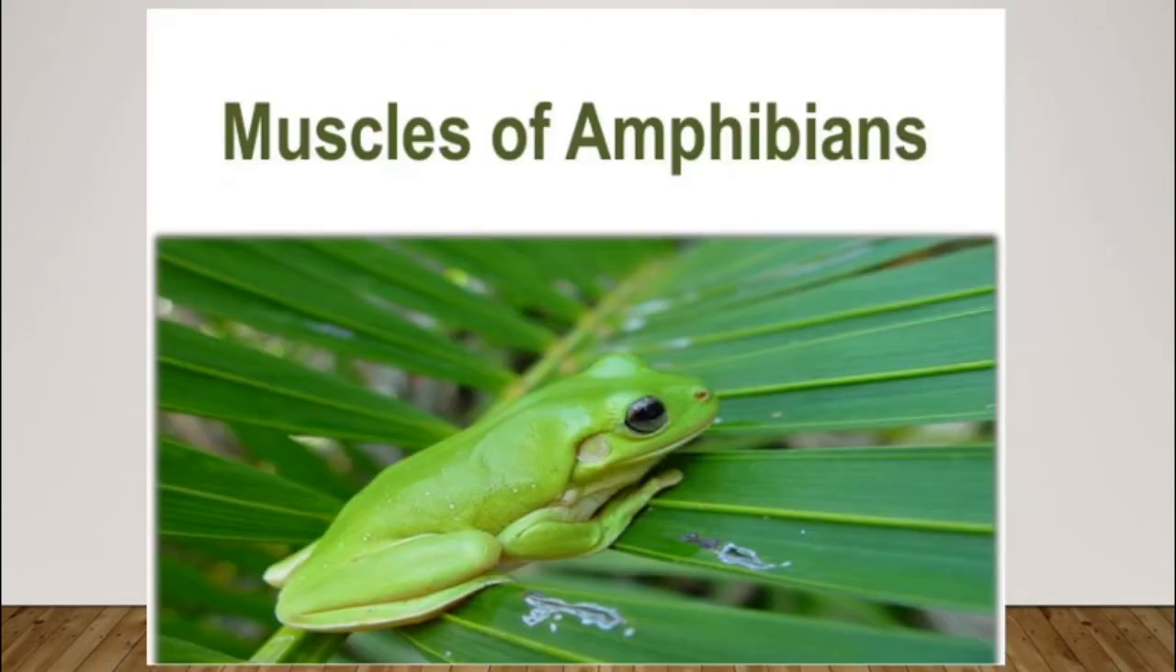Now let's proceed to amphibians. If you review the amphibians, we have three major groups. You have the Apoda, represented by the caecilians. Then the lizard-type with the presence of a tail, the Urodela. And amphibians with no tail, the anurans.